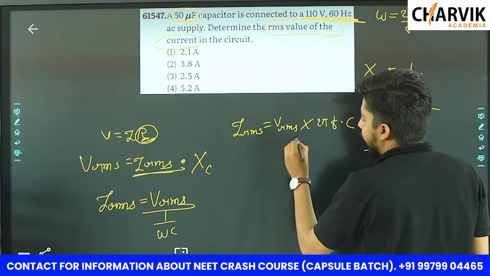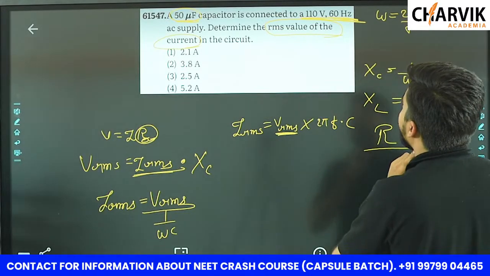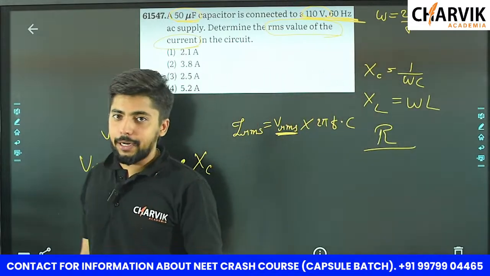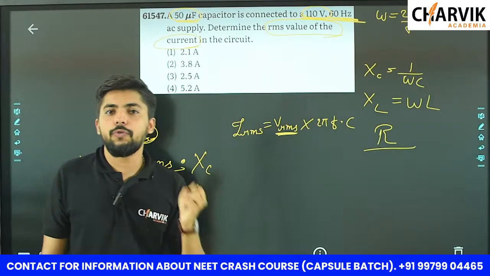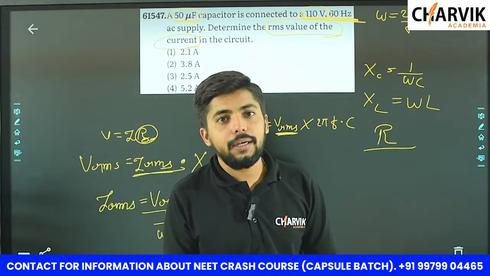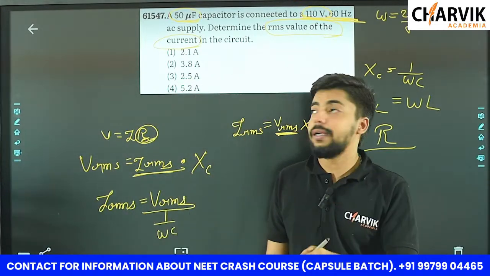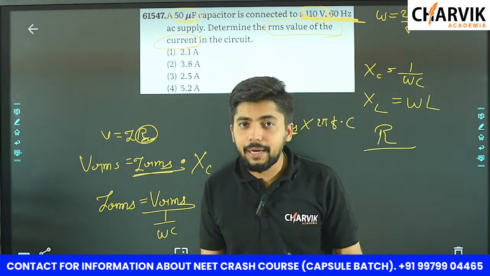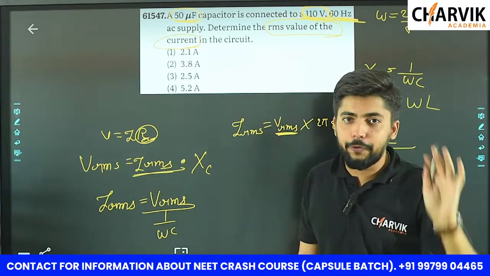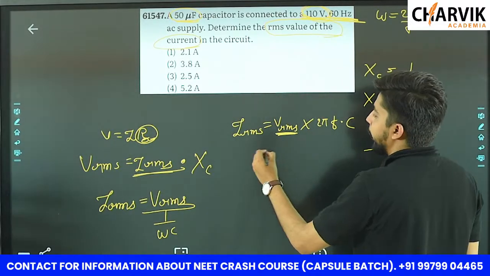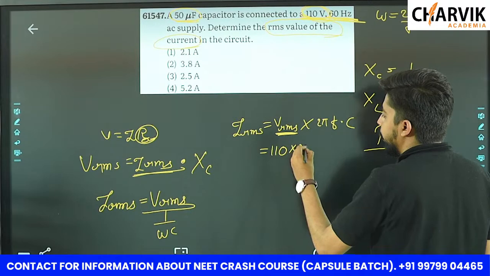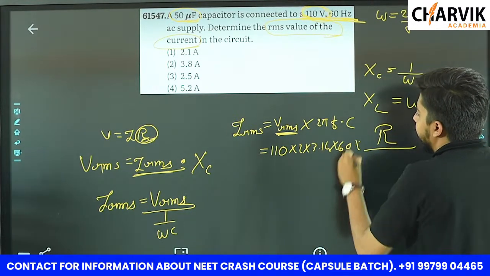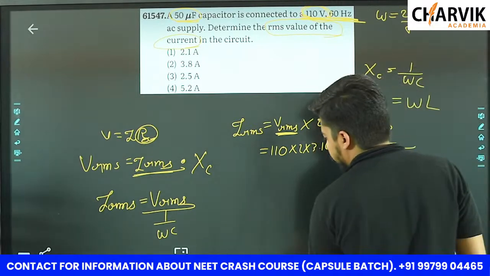So the formula becomes VRMS. What is the value of VRMS? 110. Remember one thing: if they haven't clarified whether this value is VRMS, the V average, or the V at instantaneous time, you need to consider it as an RMS value. If they haven't clarified, the value is RMS; that is fixed in all the questions. So IRMS is 110 into 2 into 3.14 into frequency 60 hertz into capacitance, which is 50 into 10 raised to minus 6.